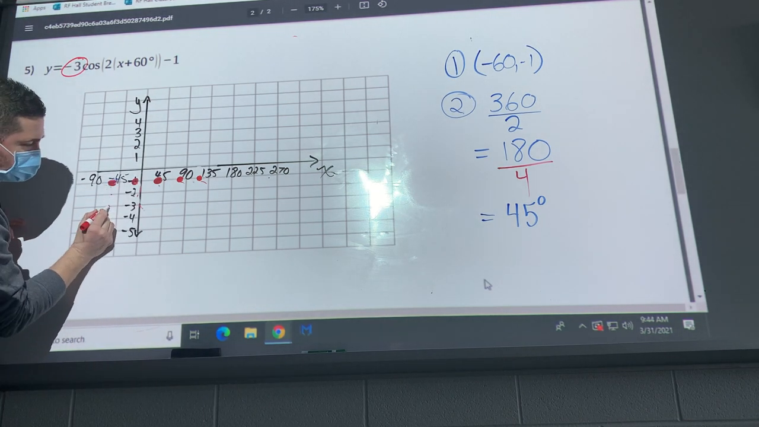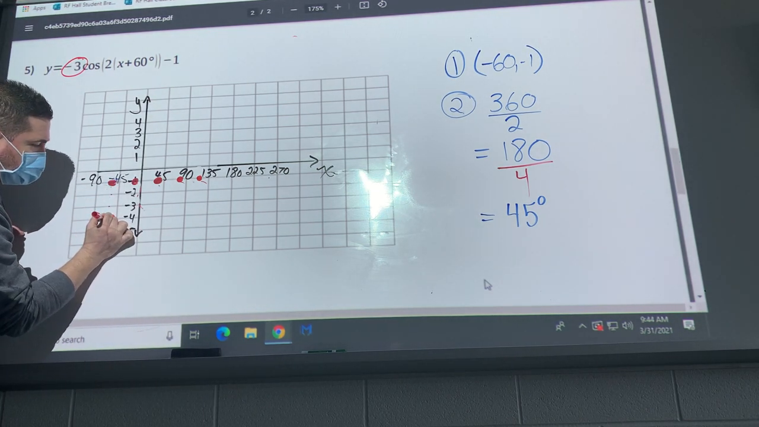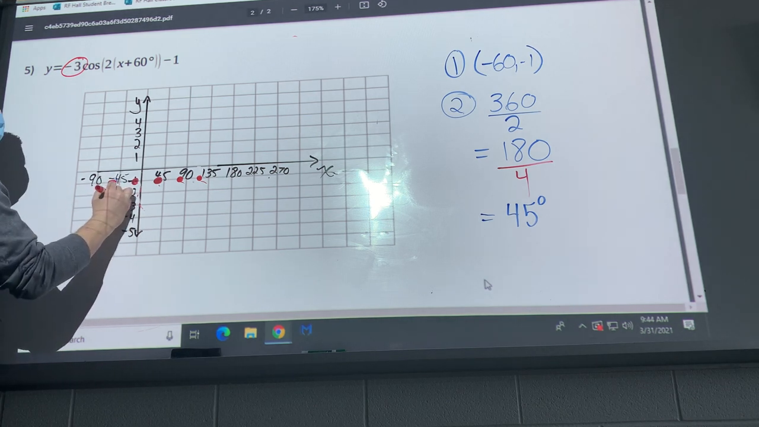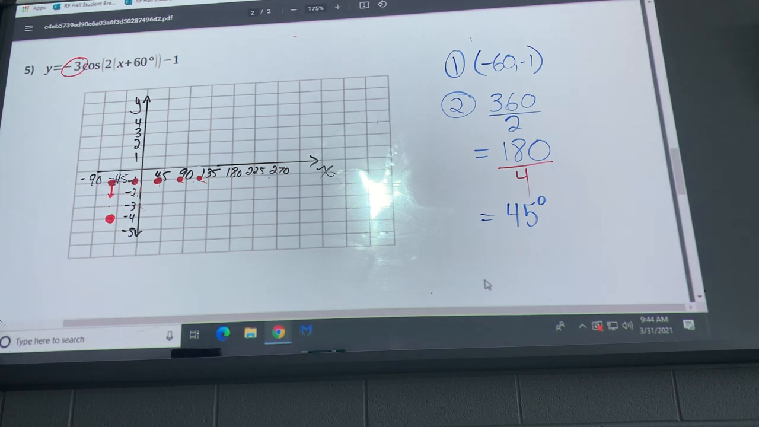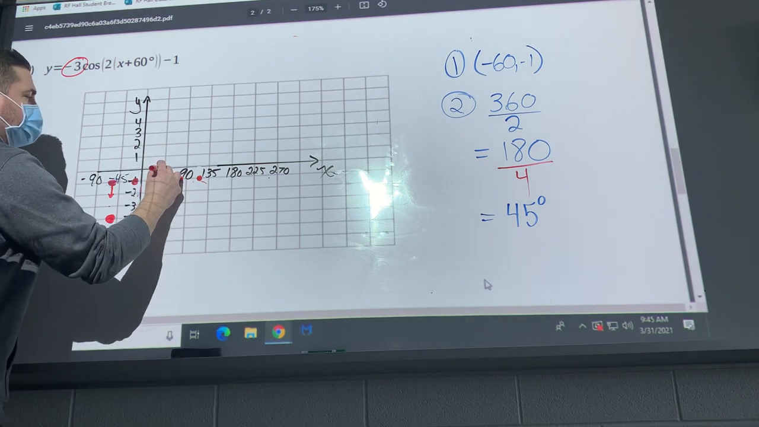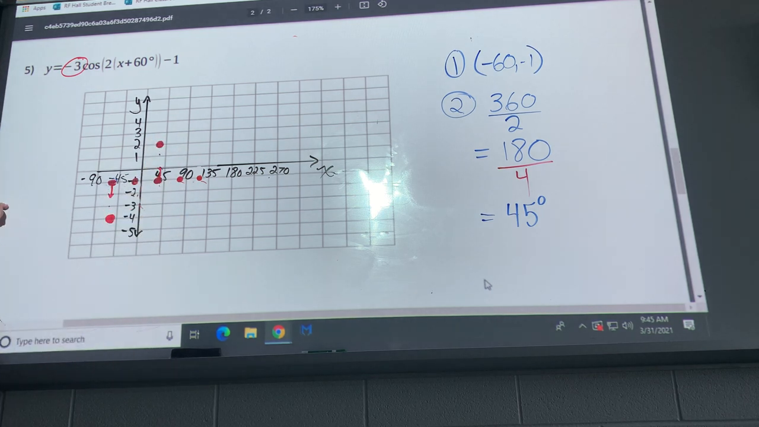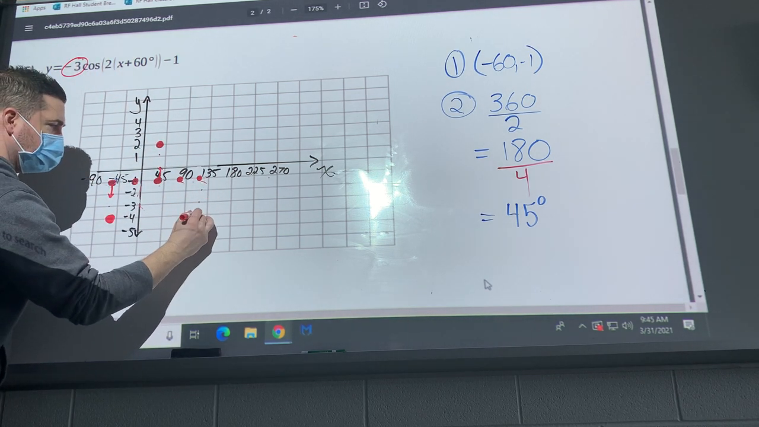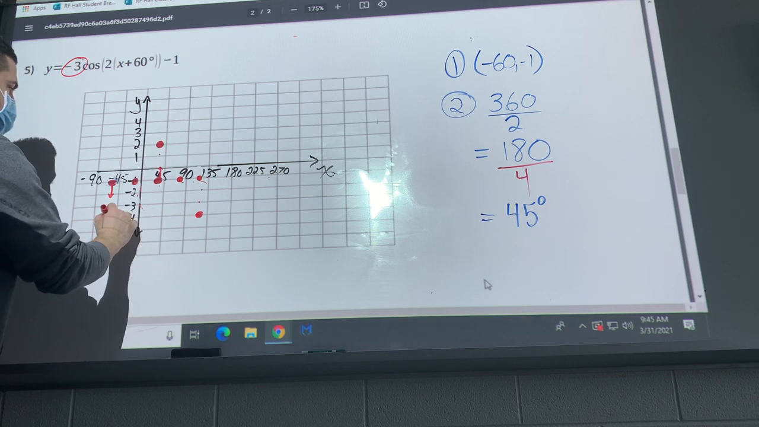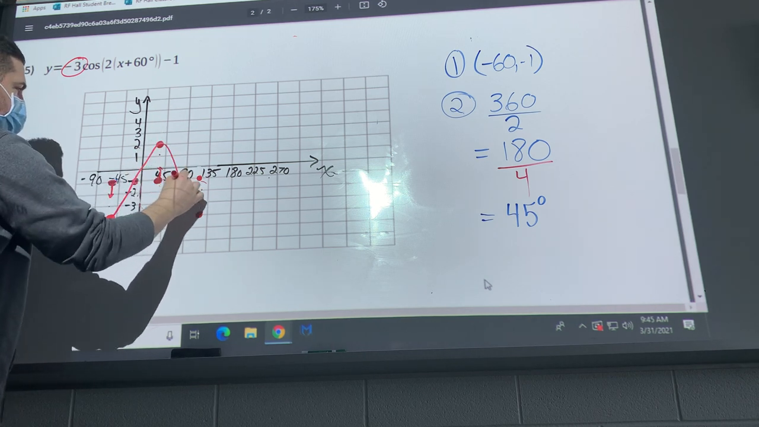I'm going to go 1, 2, 3 down. So I'm moving this one. Where's my third point go? It's always the opposite. Okay. Third one's going to go up. 1, 2, 3. And that means our fifth one goes down. 1, 2, 3. So we get our graph.